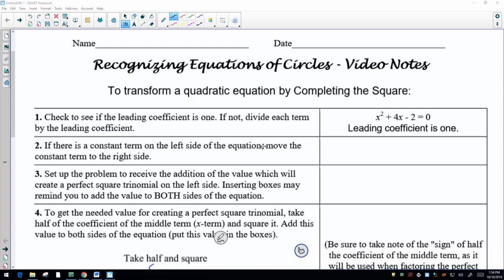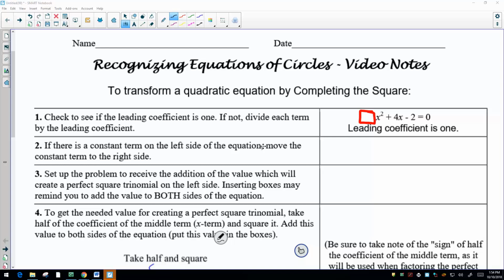If not, we're going to divide each term by the leading coefficient. So if we look at this example over here, I can see the leading coefficient is 1, so we don't have to do any division. The second thing we're going to do is, if there is a constant term on the left side of the equation, move the constant term to the right side.